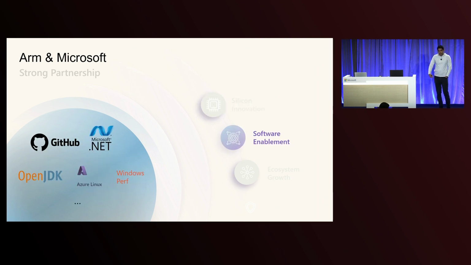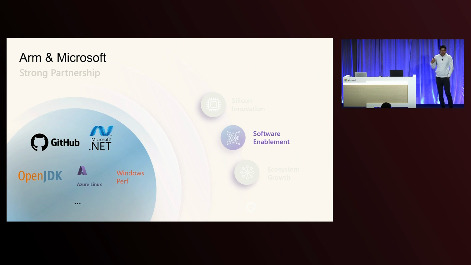We continue to invest in software engagements across the software properties with Microsoft. For example, GitHub runners natively support the ARM architecture for both Linux and Windows, so you can just build using GitHub on ARM.